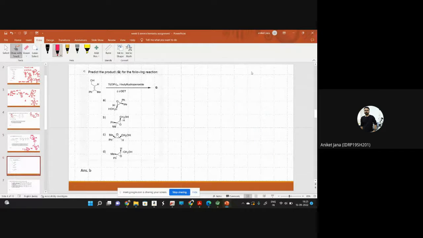Okay, the next question is based on, which name reaction is this? Titanium isopropoxide in the presence of tartrate, very famous, the Sharpless epoxidation. Exactly, Sharpless epoxidation is there.